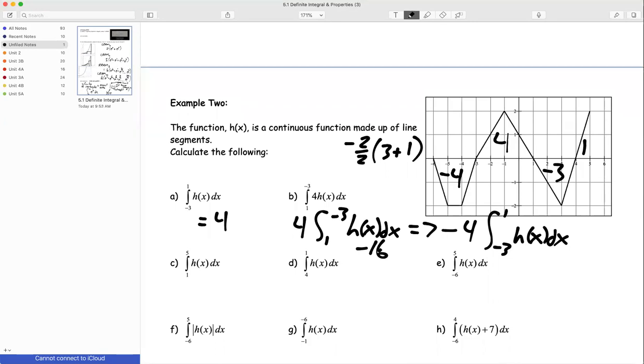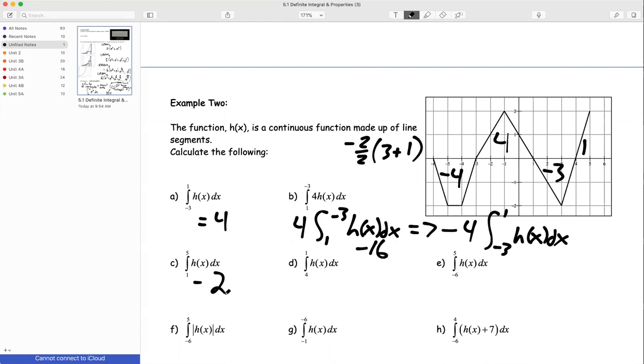Okay, part C. The integral from 1 to 5 of h of x dx. So I'm going from 1 to 4 and then from 4 to 5, adding those intervals together. So that's going to give me -3 plus 1. So the value of this is -2.